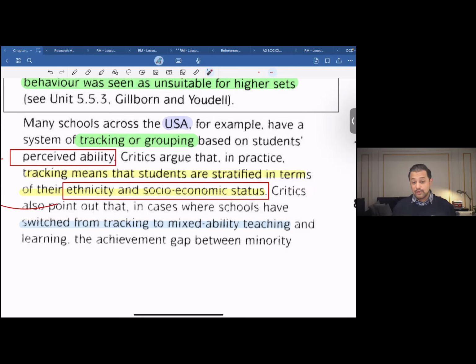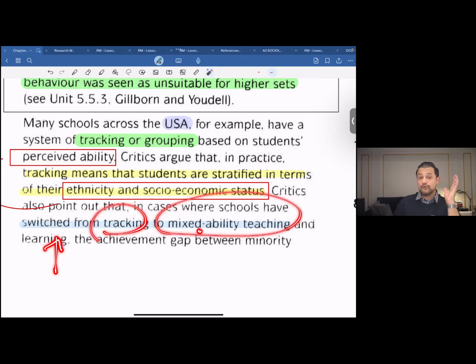In the US, many who criticize this tracking system have seen that tracking means students are stratified, or in other words divided or put into groups, typified, categorized, classified. So students are stratified in terms of their ethnicity and socioeconomic status. Critiques also point out that in cases where schools have switched from tracking to mixed ability teaching.